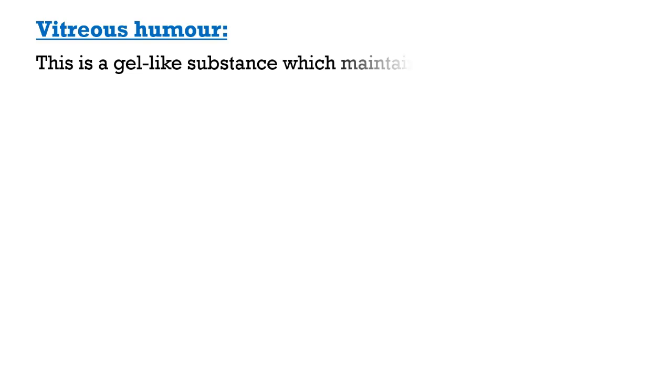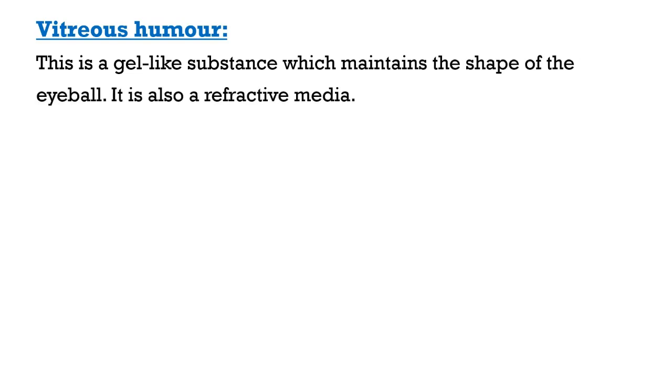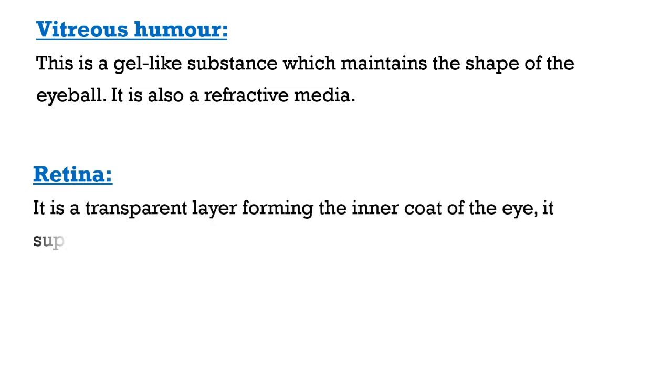Vitreous humor. This is a gel-like substance which maintains the shape of the eyeball. It is also a refractive media. Retina. It is a transparent layer forming the inner coat of the eye. It supports the choroid layer.